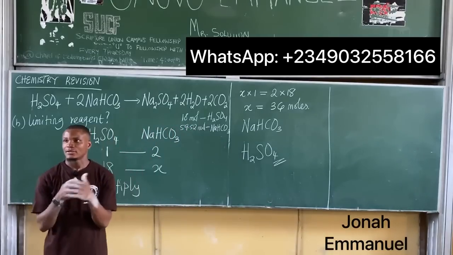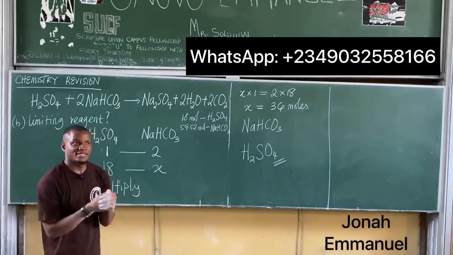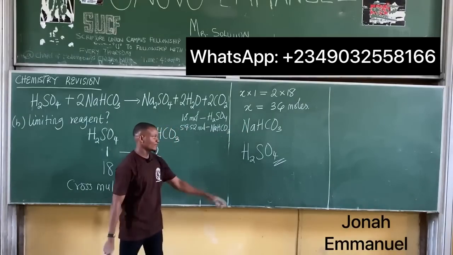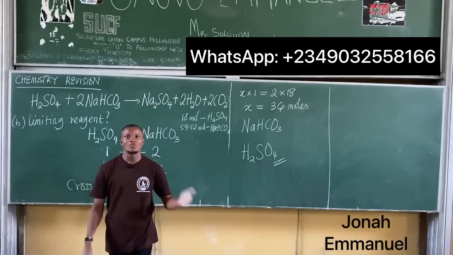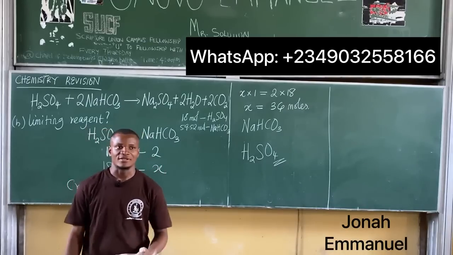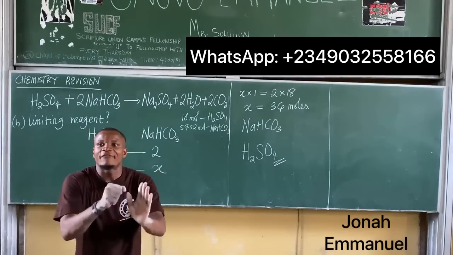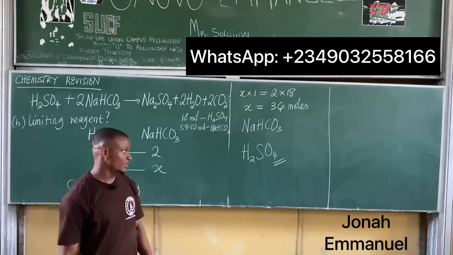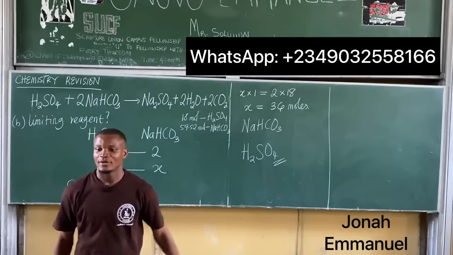So that's it. Hence, this one becomes the excess because I have more than the required 36. This one becomes the limiting. So one will be excess, the other limiting. At this point, you can now say therefore, since you're done. Therefore, the limiting reagent is H2SO4.